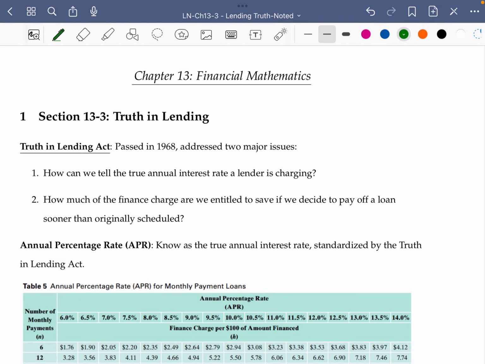In this video, we are going to look at truth in lending. Truth in lending is an act that was passed in 1968. It addressed two major issues. One of those issues was, how can you tell what the true annual interest rate is that a lender is charging? And the second thing is, how much of the finance charge are we entitled to save if we pay off a loan sooner than originally scheduled?